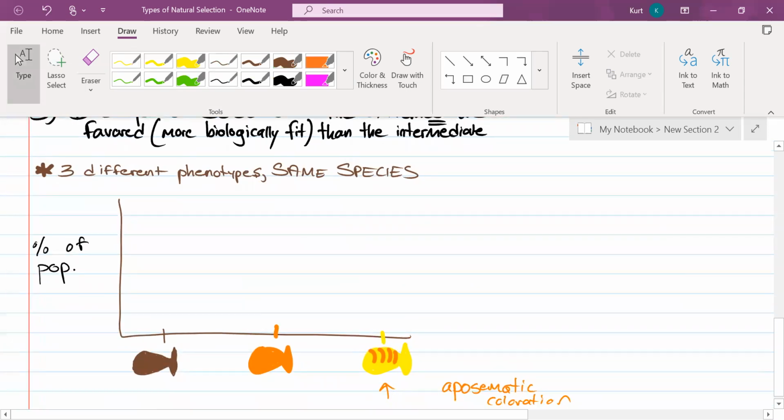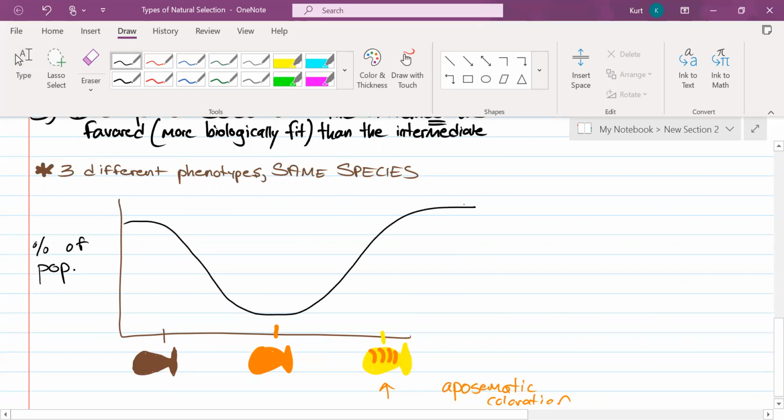And Duncan, what do you think the curve is going to look like if both extremes are favored, but the intermediate is not favored? It's going to dip in the middle. That's right. It's going to look like this. Risa, are there orange fish in this pond? Yeah. Are there a lot of them? No. Be sure you all remember the difference between there are some there, they're just not present.